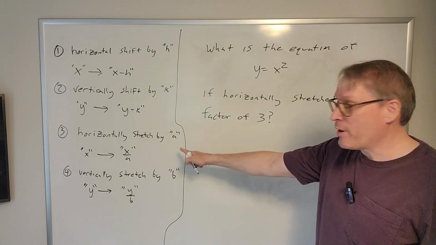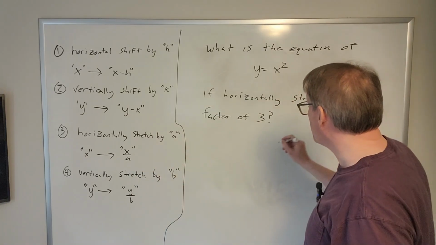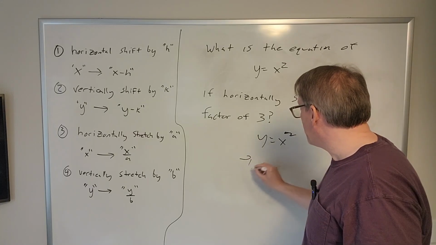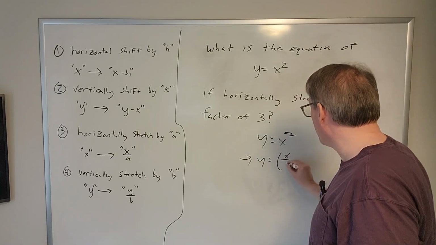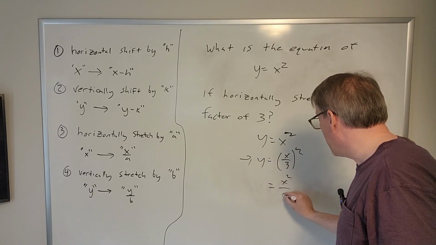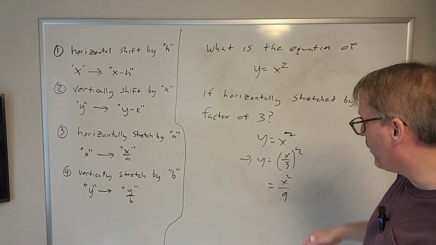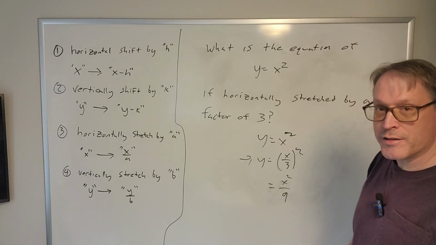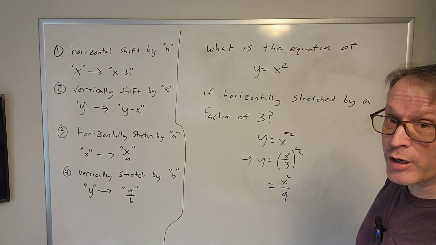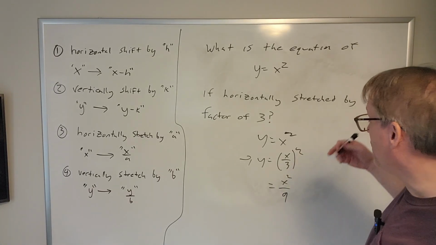Well, horizontally stretching by a factor of 3 means every time you see an x, just replace it with x over 3. So if you have y equals x squared, this becomes y equals x over 3 squared, which is the same thing as x squared over 9, or 1/9 x squared. And they would give you choices like a is x squared over 9, b is 9x squared, c is x squared plus 9, these kinds of things. Or plus 3 or whatever, or times 3. So that's how they would phrase it. That's all you've got to do.